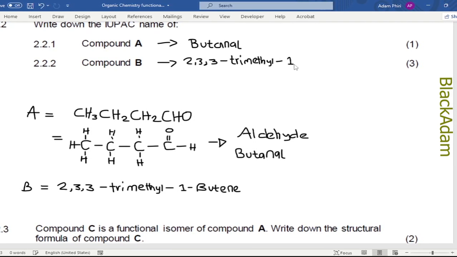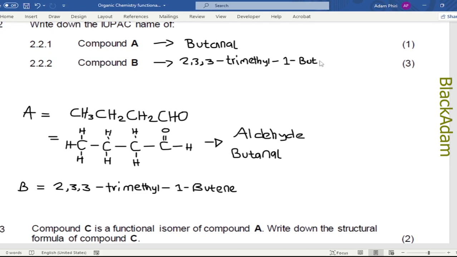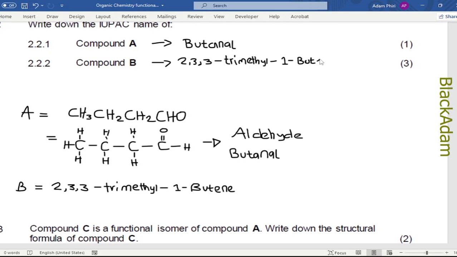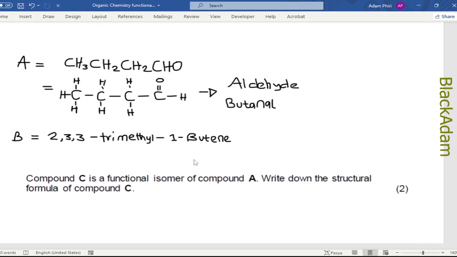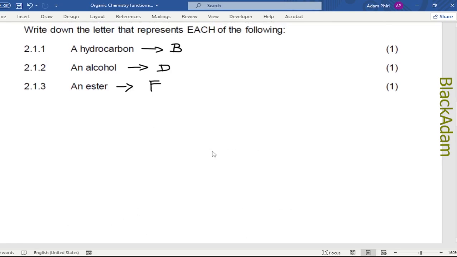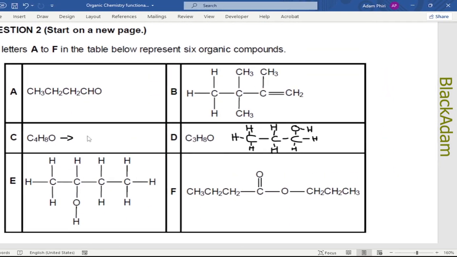Trimethyl, 1-ene. So we need to know where the double bond is. It's on the first carbon. So 2,3,3-trimethyl-1-butene, or trimethyl 1-butene.